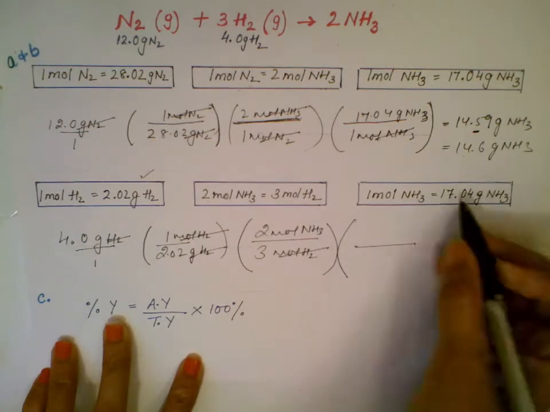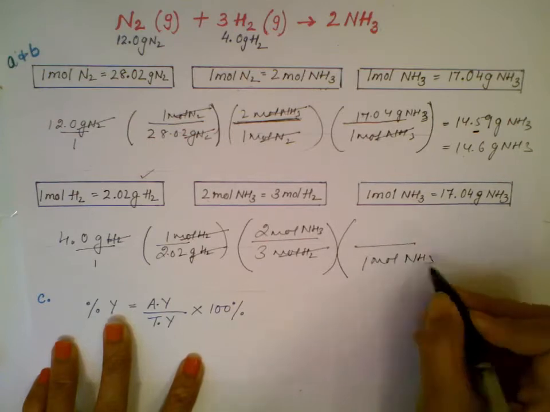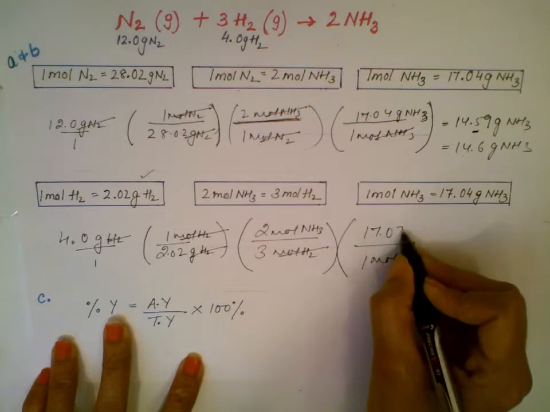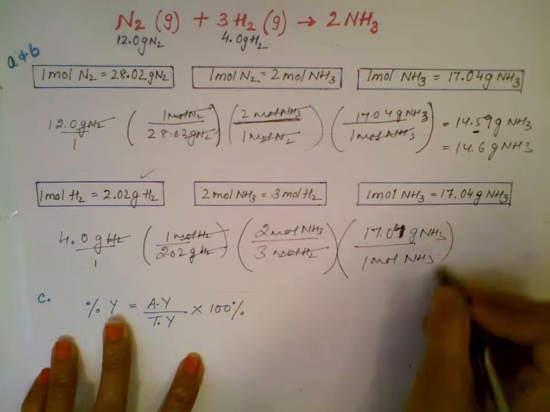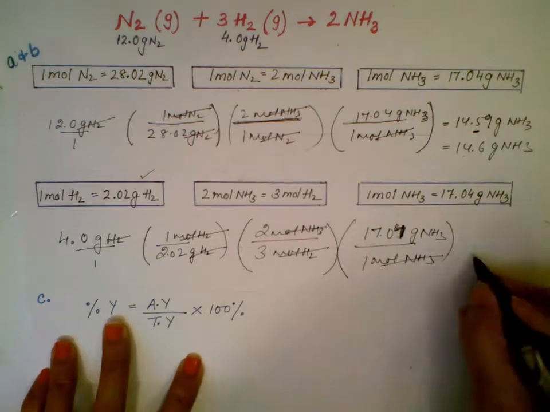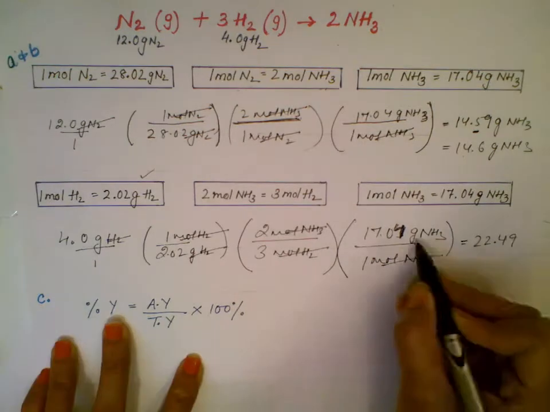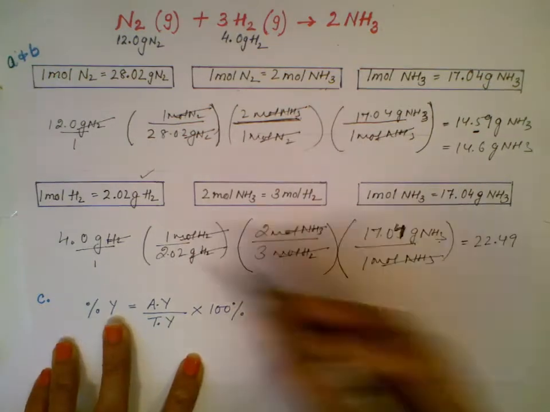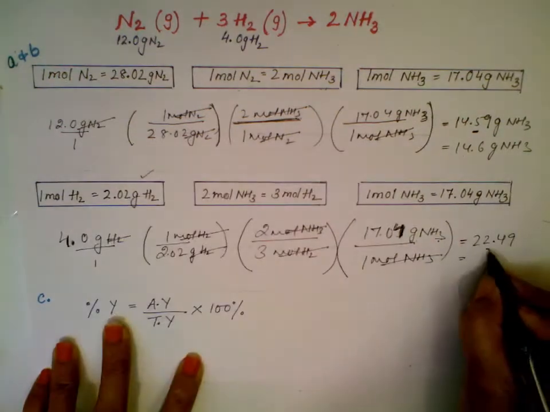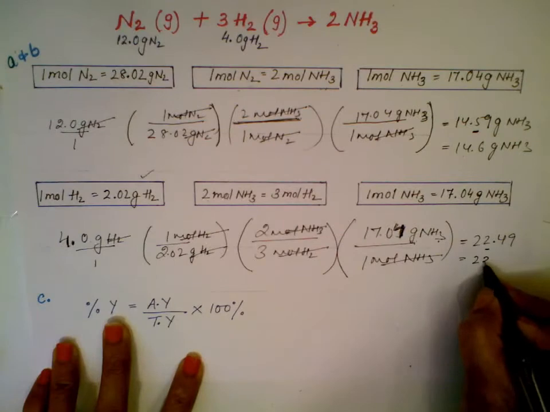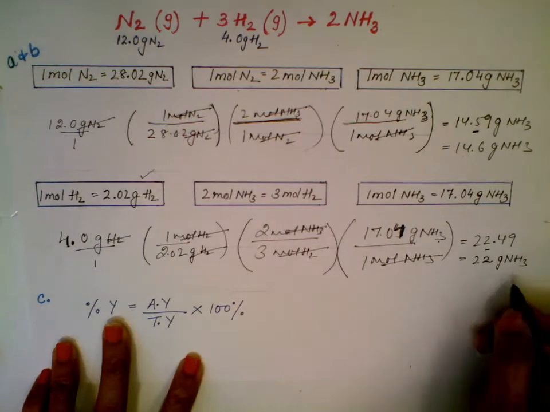The mass of 1 mole of ammonia is 17.04. So 1 mole of ammonia has the molar mass 17.04 grams. Cancel moles and moles. Now you solve it. When you do the math, you're going to get 22.49 grams of ammonia. Well, here we have two significant figures, so I'm going to round off here. You get 22 grams of ammonia. You must write the unit and the substance, guys.